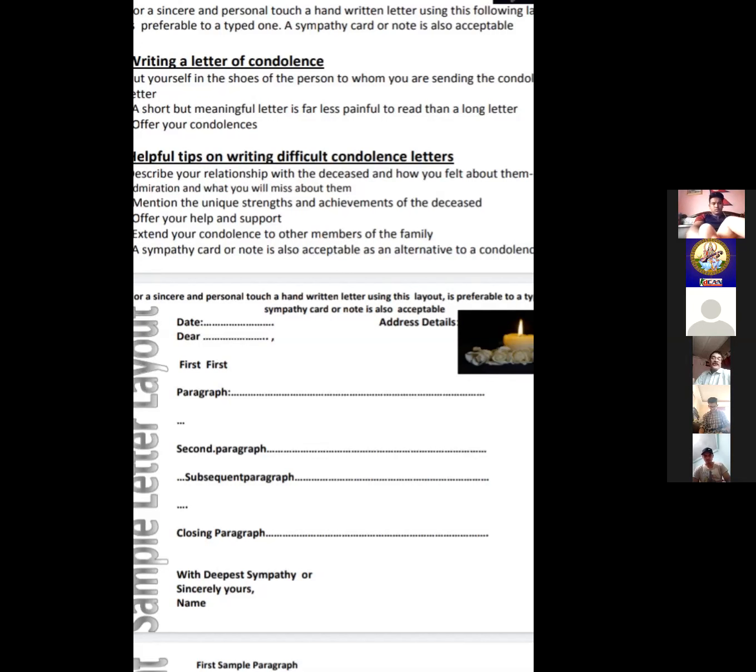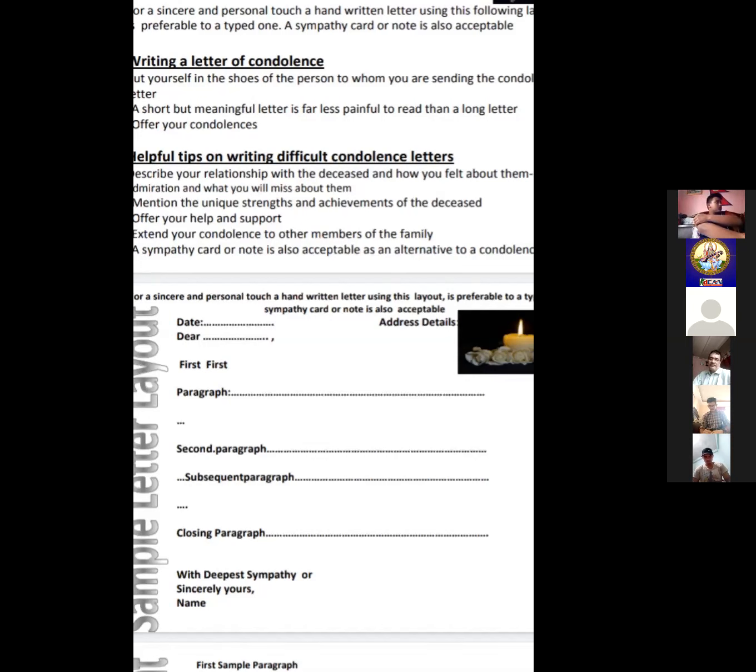So your action should be in the ending paragraph, and then you have to end with the deepest sympathy or sincerely yours. Then write down your name and then the signature just below. But for competitive examinations, you can only write the name and signature.